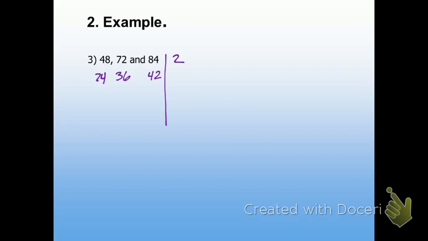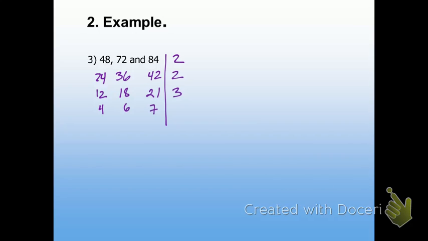I have 24, 36, and 42. They are even numbers. They can still be divided by 2, so I do that. I divide 24 by 2, it's 12. I divide 36 by 2, it's 18. I divide 42 by 2, it's 21. I have 12, 18, and 21. 12 and 18 can still be divided by 2, but 21 cannot. So I stop using 2. But I can see that 12, 18, and 21 can be divided by 3, the next prime number. So I divide them by 3. 12 divided by 3 is 4. 18 divided by 3 is 6. 21 divided by 3 is 7.